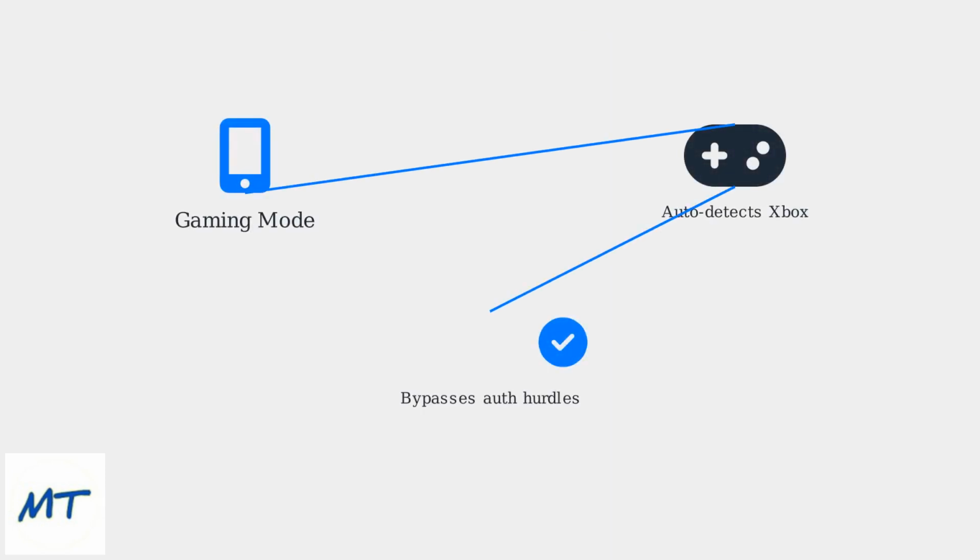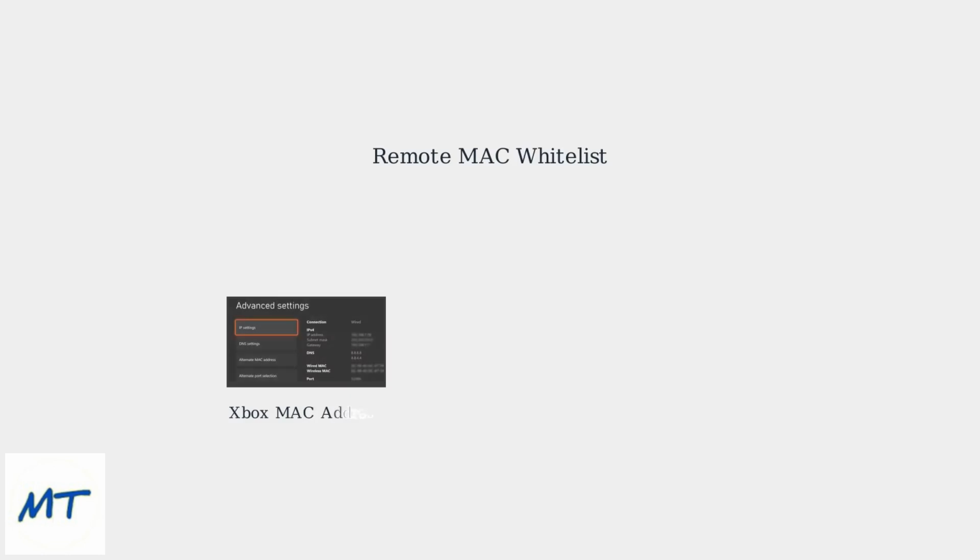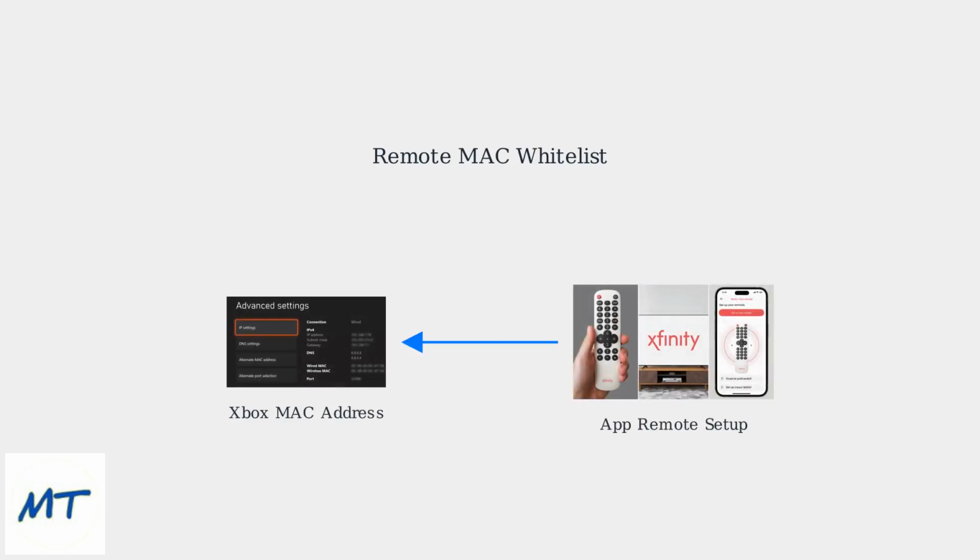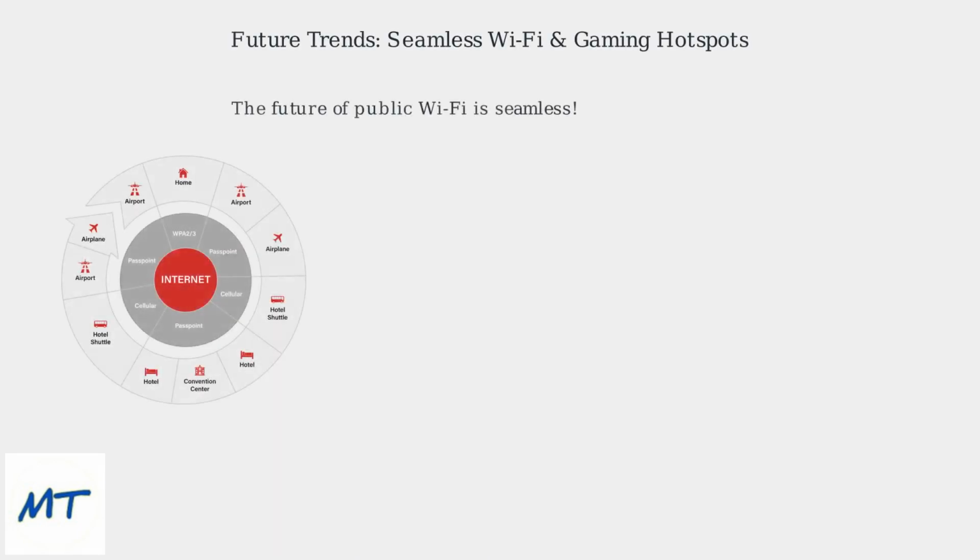The Xfinity app includes an Xbox-specific gaming mode that simplifies hotspot connections by automatically detecting consoles and bypassing authentication hurdles. Use the app to remotely whitelist your Xbox's MAC address, saving you the hassle of on-site registration. Xfinity is always looking for ways to improve connecting with gaming consoles. The future of public Wi-Fi is seamless.